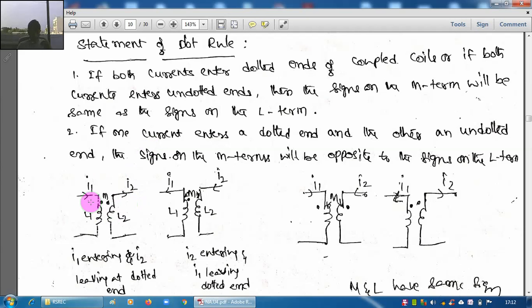You see here, I1, the first current, is entering the dotted end. Here the dot is marked like this.